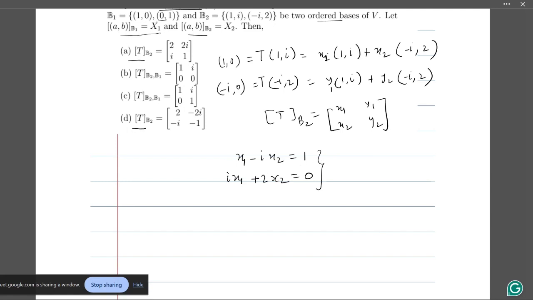So do one thing. Multiply by i in the first equation, then subtract from the second. So what will happen? i X1 and i X1 get cancelled. Let me write here: i X1 plus X2 is equal to i on the right side. Here we have i X1 plus 2X2, and minus 1 by 2. So subtracting from here, we get X2 is equal to minus i.